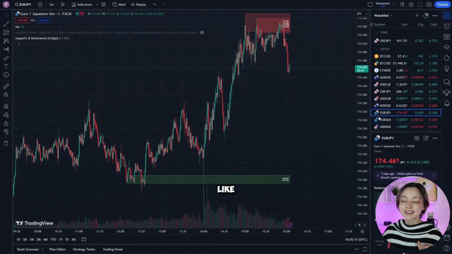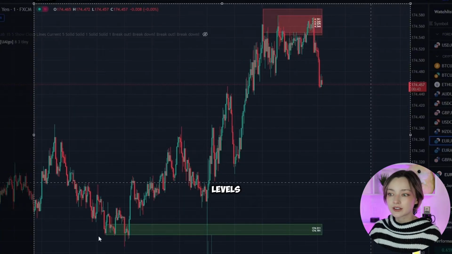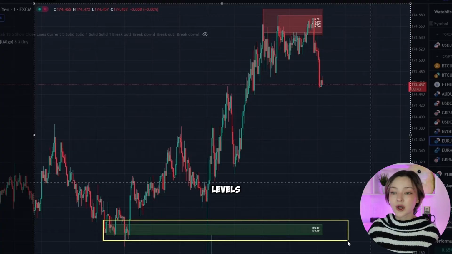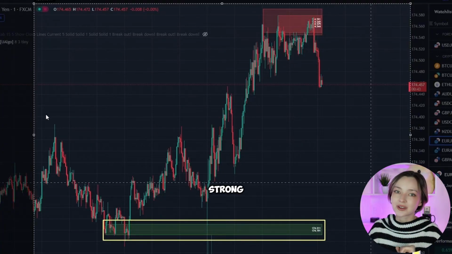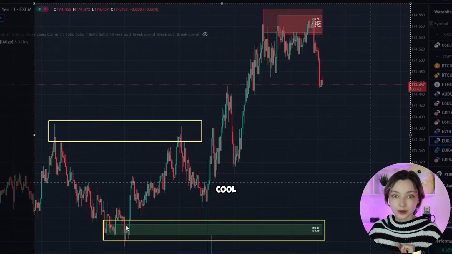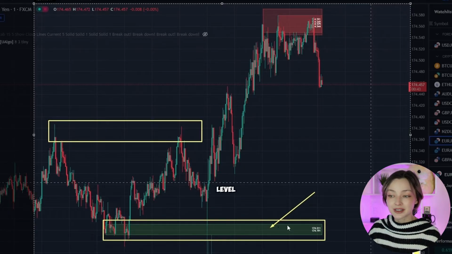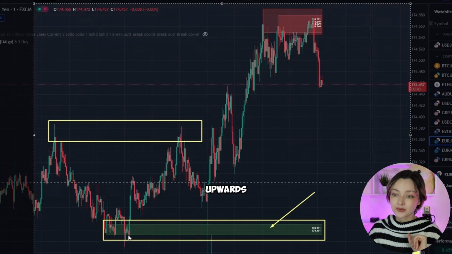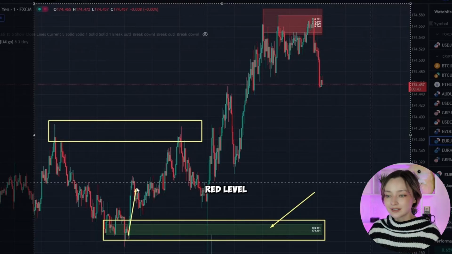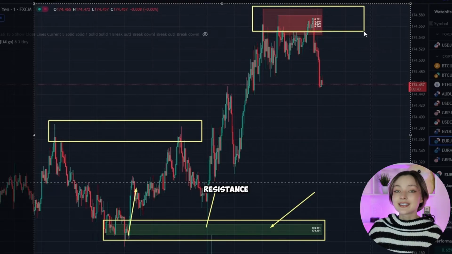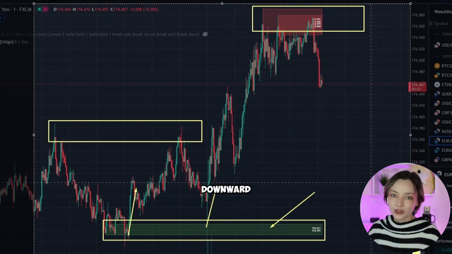I also really like this indicator because it only marks the levels that are currently the most powerful ones, the most relevant ones, meaning it doesn't mark all levels, only the newest and the strongest ones. So that's really cool. The green level is a support level. So whenever we see the price reaching the support level, we want to place a trade upwards. And the red level, another one, is a resistance level. And when we see that the price has reached the resistance level, we open a downward trade.